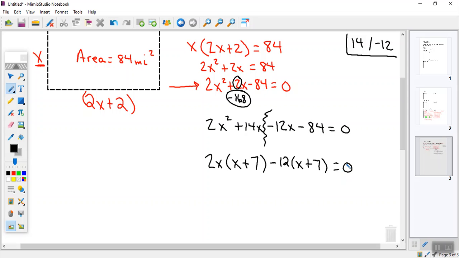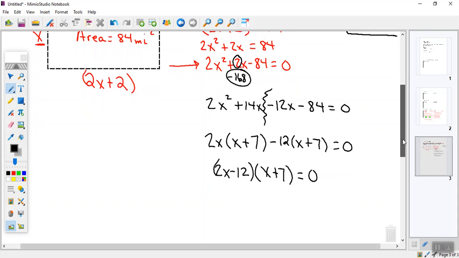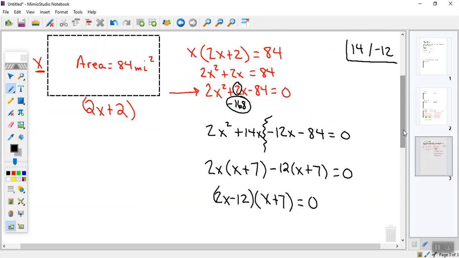Okay, so in factored form, this would become 2x minus 12 times x plus 7 is equal to what value? And by the zero product property, this means either the first quantity is equal to 0 or the second quantity is equal to 0. We're trying to find the width, and we defined the width in our diagram as what variable? We defined it as x. So if I can solve for x, won't that get you the width? Do you know what value would go in for x to make this equal to 0? 2 times a number minus 12 is 0. Okay, x could equal 6. What would go in here?